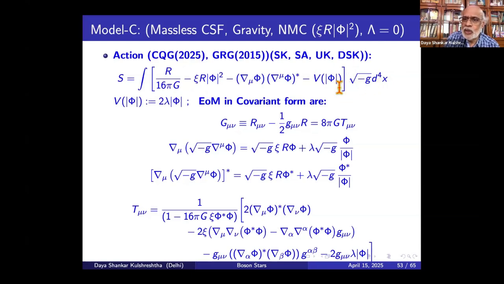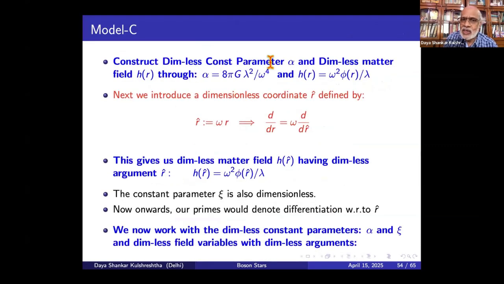So this gives you square root of minus g d4x, which gives the minimal coupling. However, if you include a term where there is a direct product of the Ricci scalar with phi star and phi, this parameter chi couples R and phi star phi. This corresponds to non-minimal coupling. This paper has just appeared last month in Classical and Quantum Gravity. The variational principle gives you these three equations of motion, and you again construct a dimensionless constant parameter, which is only one, alpha, and a dimensionless field variable h. There is no vector field here, no U1 gauge field here. So only h and alpha.